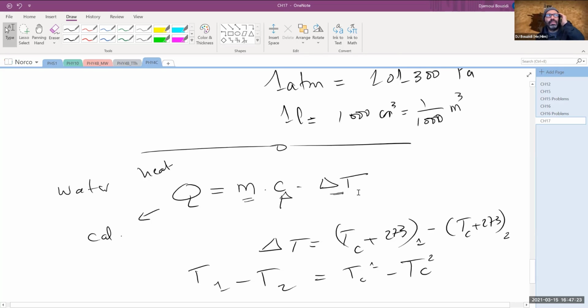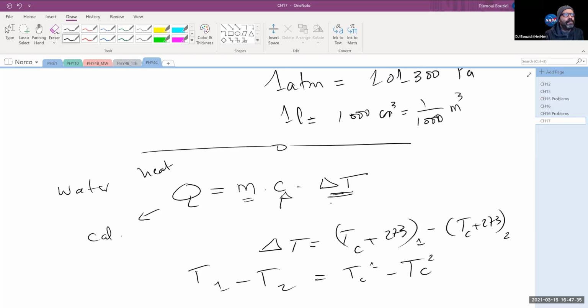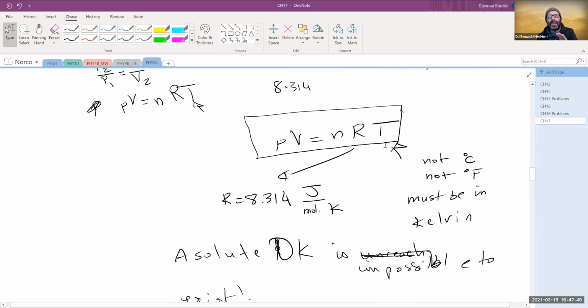Okay, is this point clear about this delta T business? Come on, guys. I know it's too early with the time change, but is this point clear that you don't need to convert when it comes to delta T? But when it comes to PV equal to nRT, it's a must. You don't have a choice. Yes? Okay, very good. Thank you.